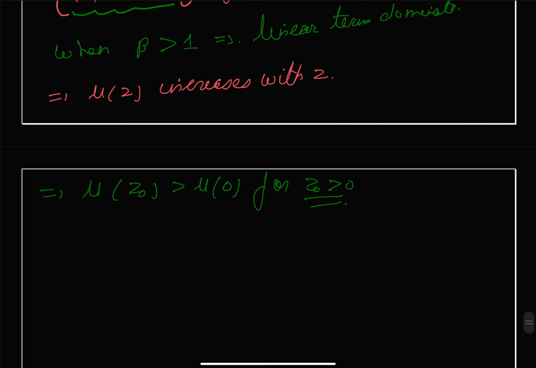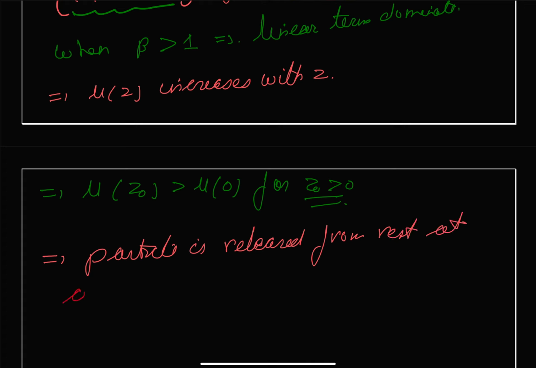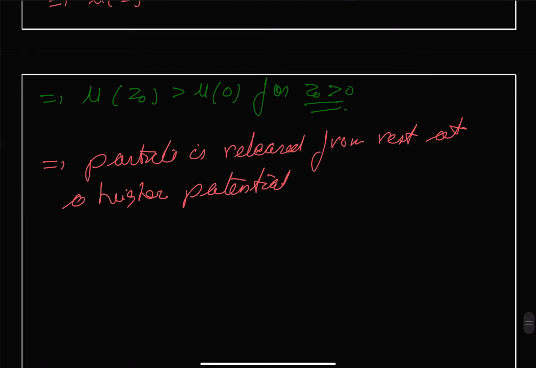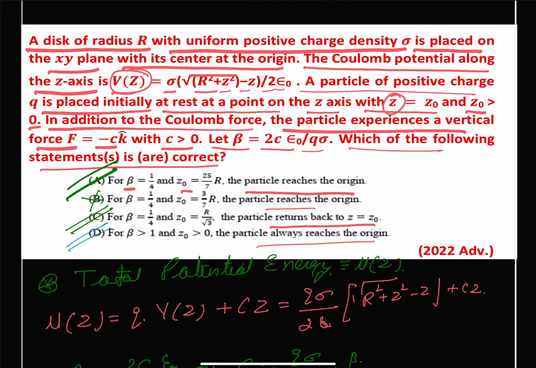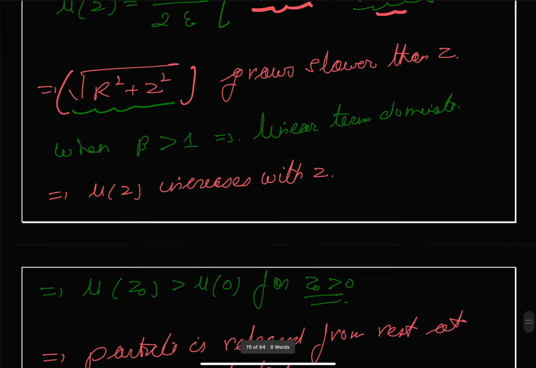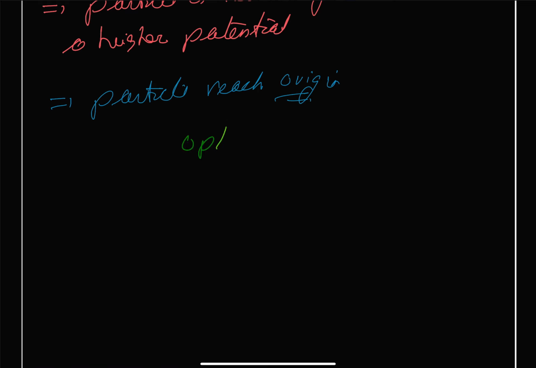So from here we can say that the particle is released from rest at a higher potential, or in simpler terms we can say that the particle reaches the origin. Therefore our option D is also correct.